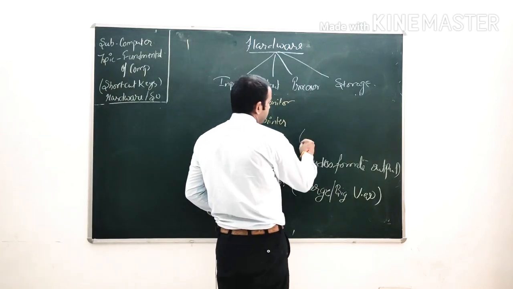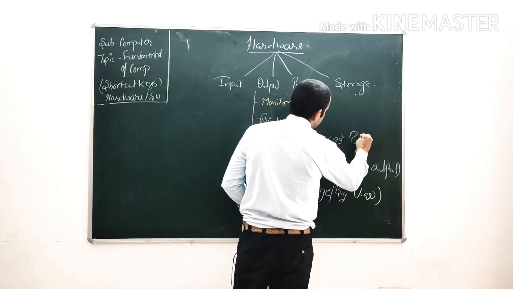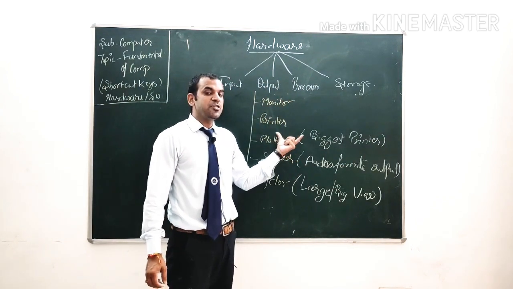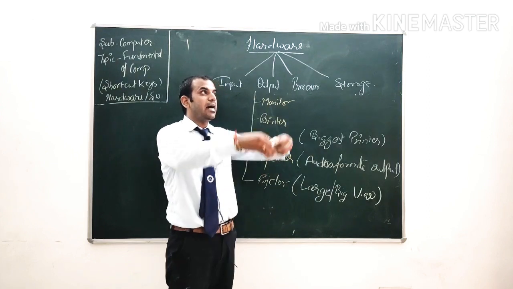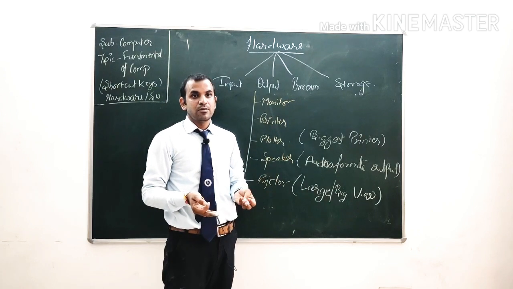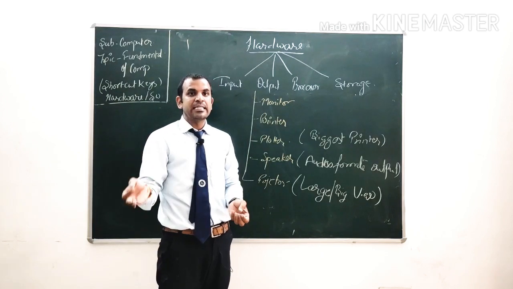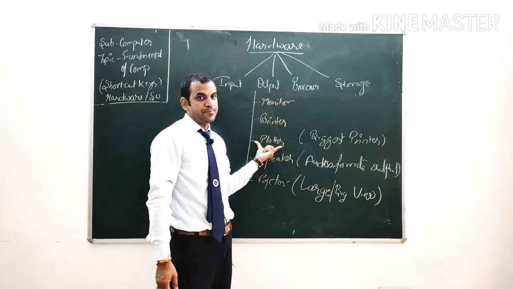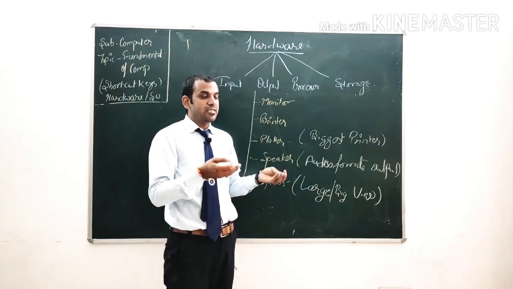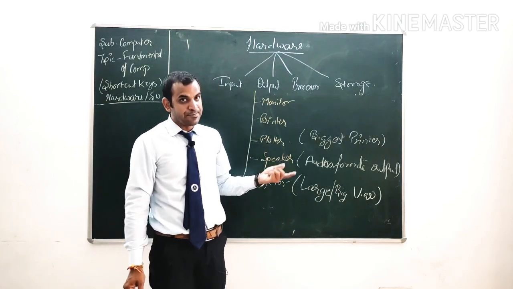Talking about the plotter, this is the biggest printer. These are the printers which are used for printing a large amount of data on a single paper, like your hoardings, your banners, your calendars. Basically, a calendar cannot be printed on a normal printer, that's why we use the plotter. Banners or hoardings cannot be printed on the printer, that's why the plotter is used. So this is the biggest printer.